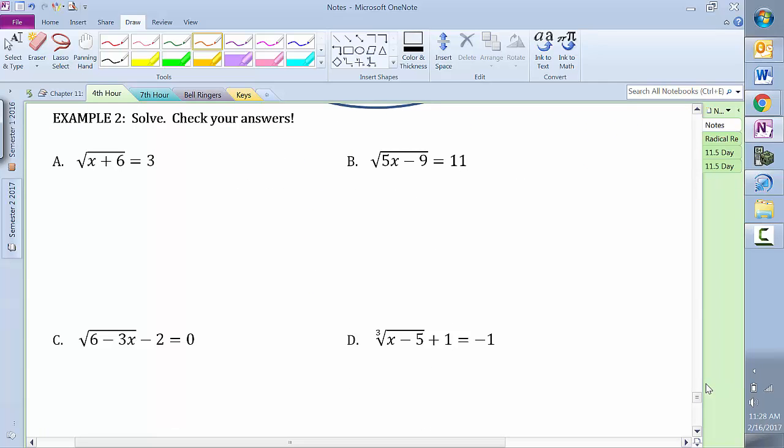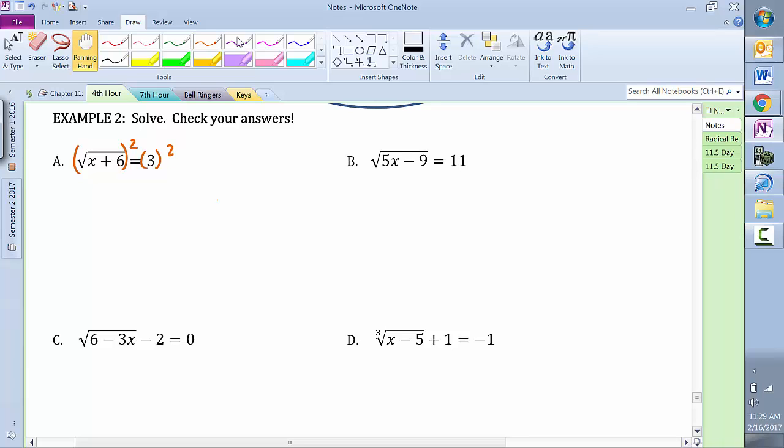Look at this. The radical is alone. There's nothing on the outside of the radical at all. So it is isolated. How do I get rid of a square root? What's the inverse operation that we learned? Squared, yeah. So I'm going to square both sides. Remember when we did that? And then the radicals will cancel.